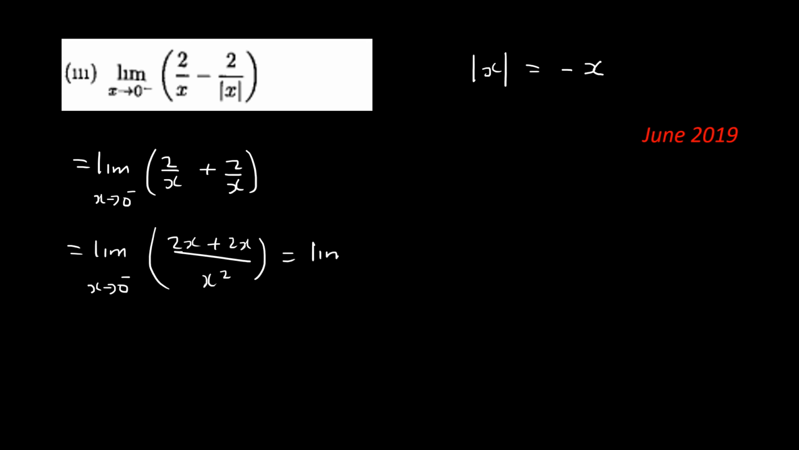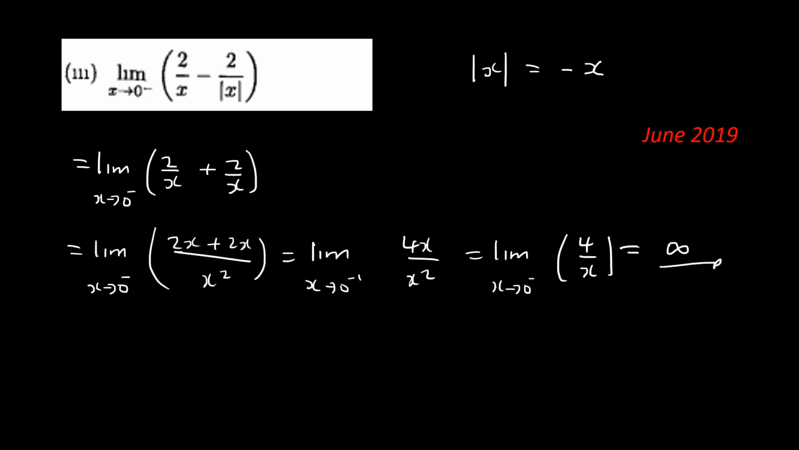Then if you further simplify, I'll have 4x over x squared. I hope you notice from here we have only 4 over x. Now if I substitute 0, 4 over 0 is undefined, but in limits undefined is called infinite. 4 over 0 is infinity. It's not just undefined, it's infinite.